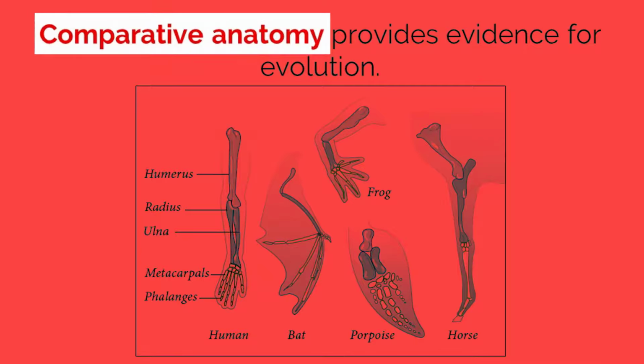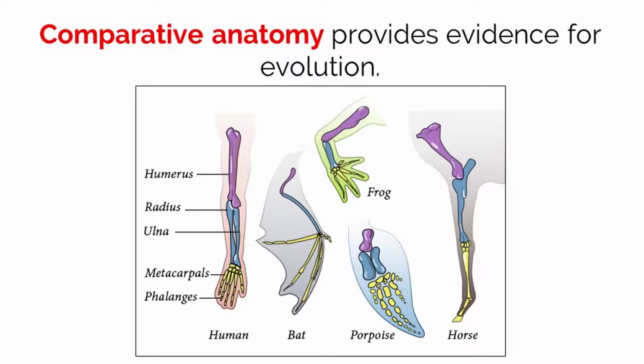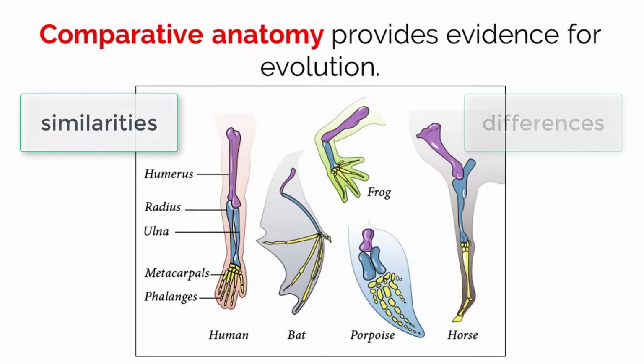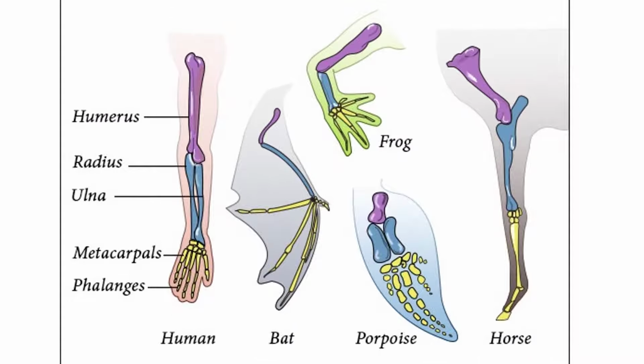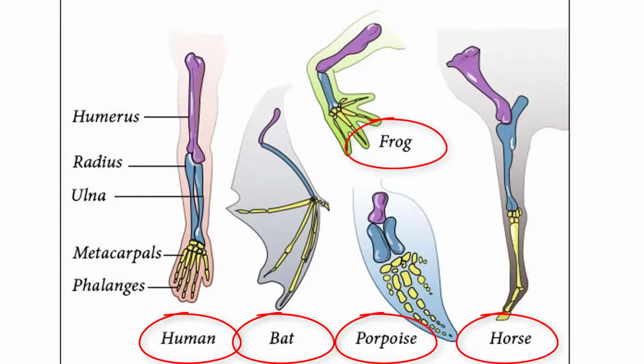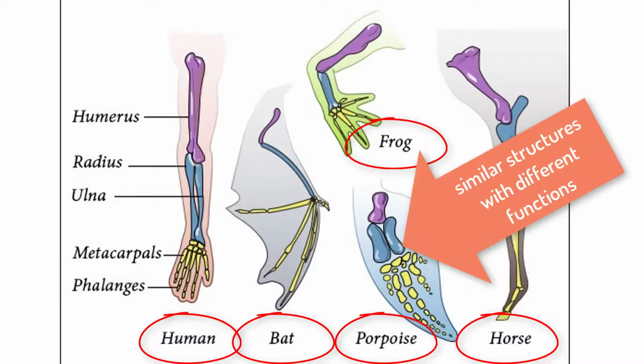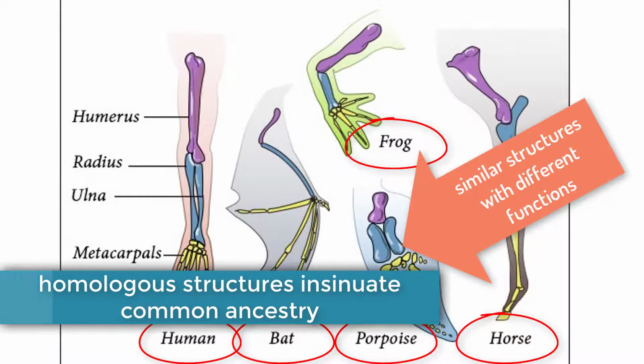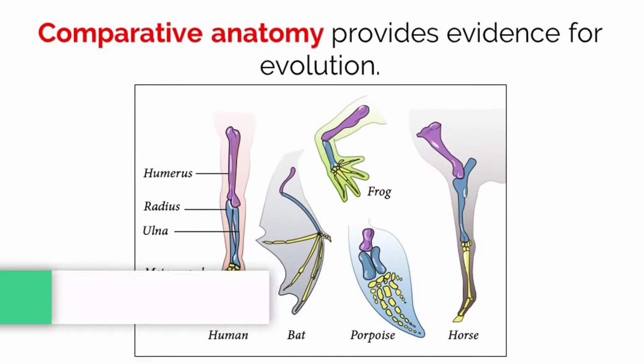Next up, comparative anatomy also provides evidence for evolution. When comparing structures of organisms, scientists look for both similarities and differences to try and predict evolutionary relationships. In this example, the human, bat, porpoise, frog, and horse limbs all have similar bone structures, which are color coordinated in the diagram. Even though the limbs have different functions based on the animal, all of the bone structures are very similar. This phenomenon defines the structures as being homologous, and it infers that these organisms share a common ancestor.